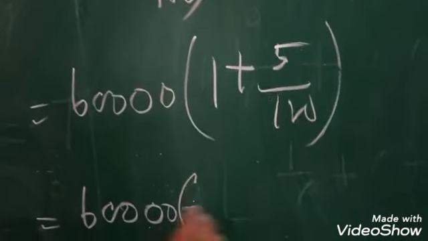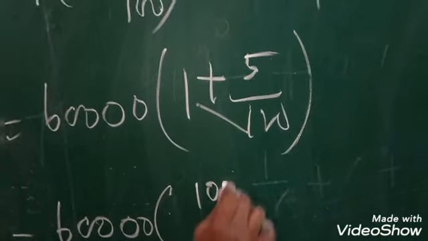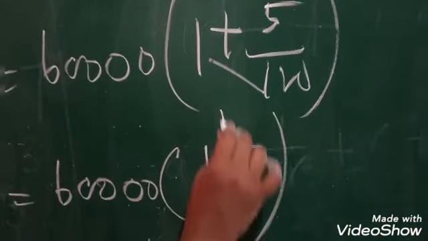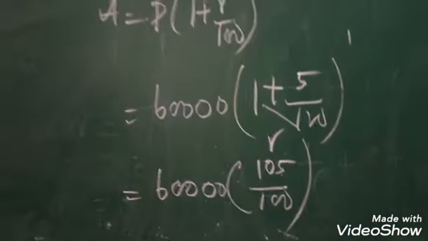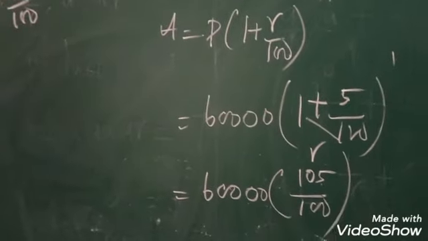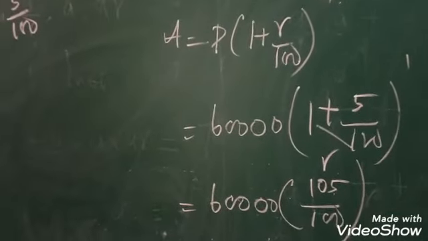Okay, now you have to simplify 105 divided by 100. This is the common ratio here. The common ratio is 105 by 100. Okay, this is a 2 mark question only, girls.